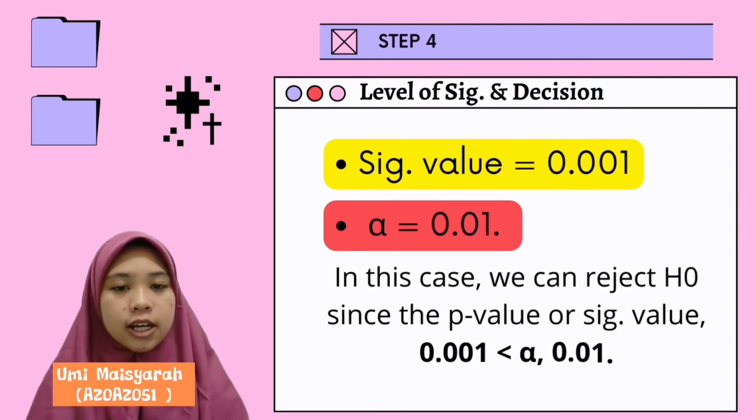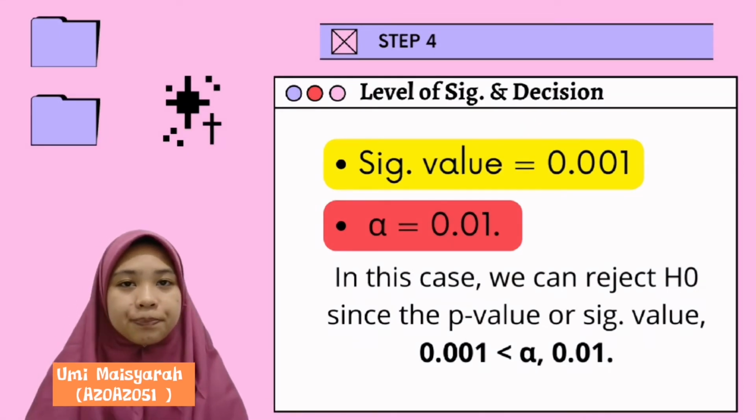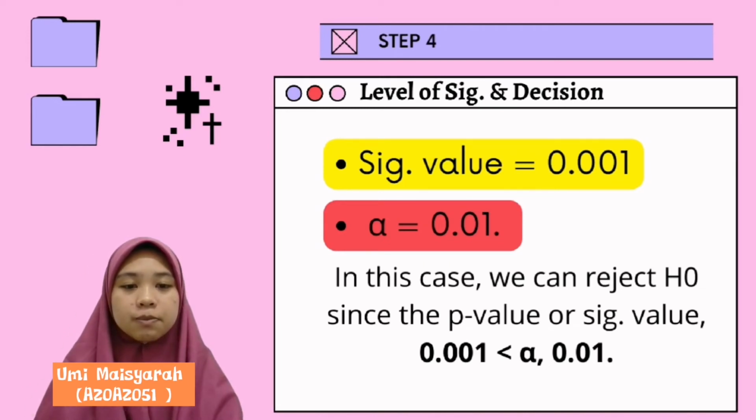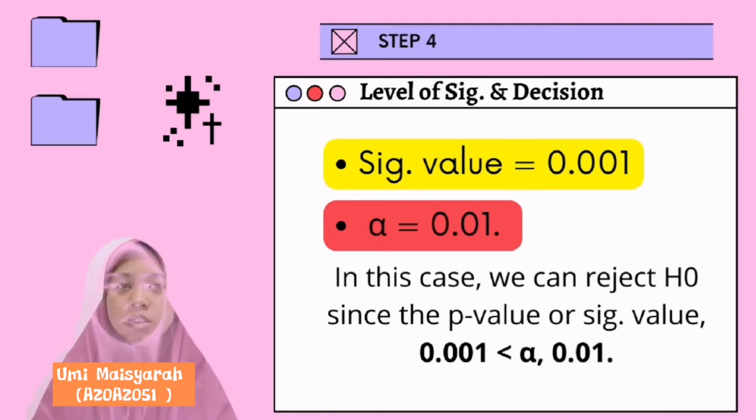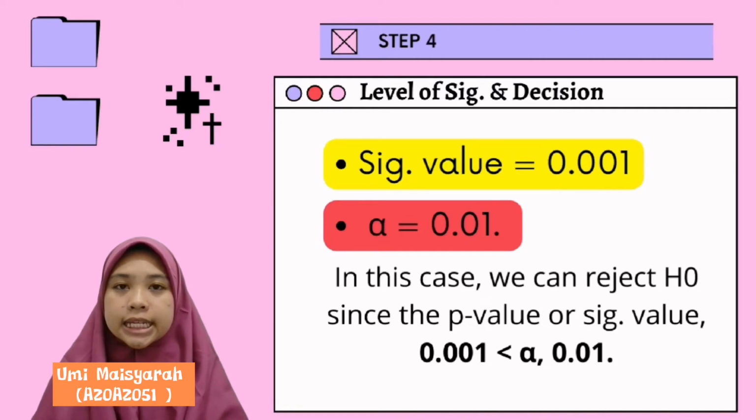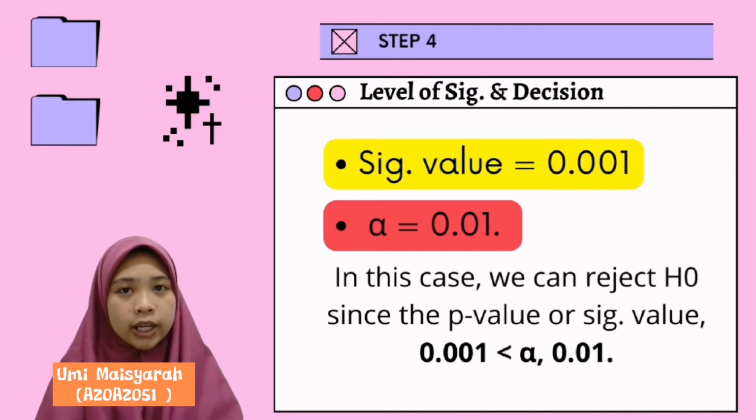Now we move to step 3, level of significance and decision. For SPSS, we use significant value and compare with alpha value. H0: there is no association between horsepower of vehicle and fuel consumption. H1: there is association between horsepower of vehicle and fuel consumption. The significant value is equal to 0.001, alpha equal to 0.01. So in this case, we can reject H0 since the p-value or significant value 0.001 is less than alpha 0.01.